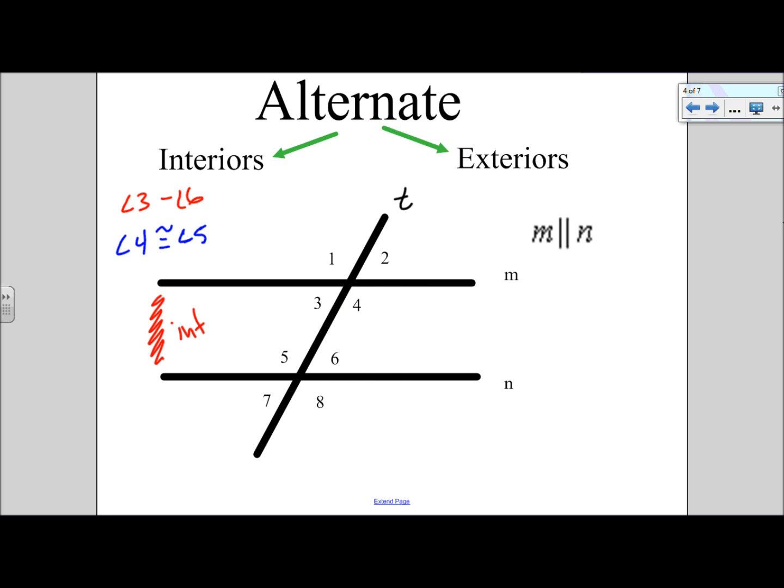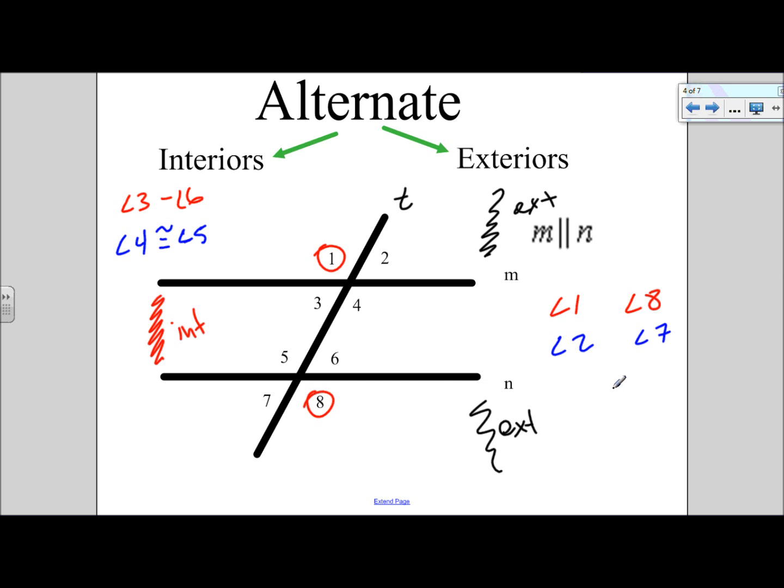The other one I want you to prove is an alternate exterior. Okay, alternate exteriors. Exterior is on the outside of the 2 parallel lines. So here's the exterior, here's the exterior of that. So some examples of alternate exteriors: angle 1 and angle 8. Okay, notice they're on opposite sides of this transversal, but they're way on the outside. Okay, second group, angle 2 and angle 7.